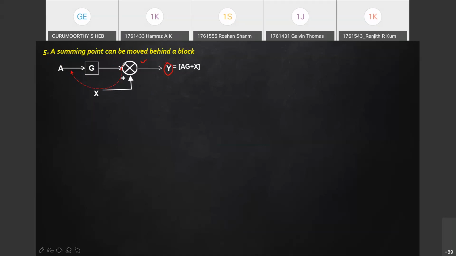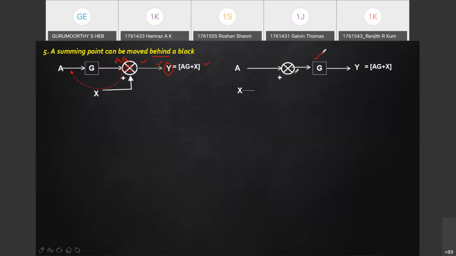Suppose, as it is, you look at this signal Y. Here you have A multiplied by G coming here. Up to here it is A into G. At the summing point, if you call it the summing point, you are adding X. So what comes here is AG plus X. Now, if you shift this summing point behind a block, if you bring it here, what happens? So now the summing point has come here behind this block.